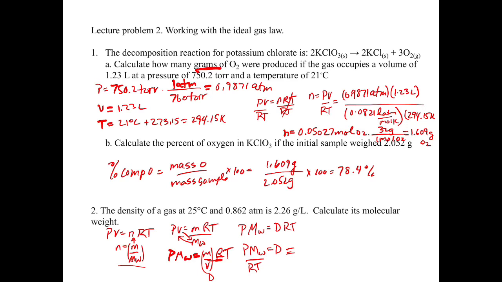If you solve this for the molecular weight, you're going to get a molecular weight of 64.17 grams per mole. You could either memorize that D is equal to P molecular weight over RT, or even better, if you know how to derive it, you can derive the density expression or the molecular weight expression, both of which will be important for the exam. You have to know how to do this.